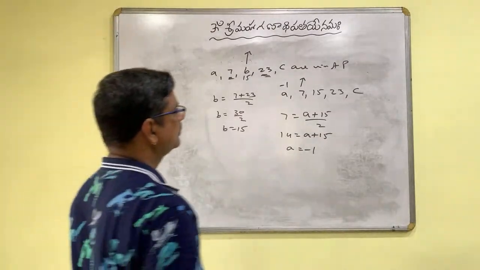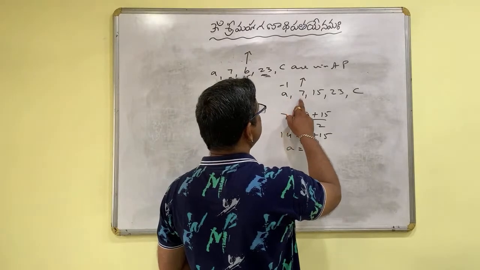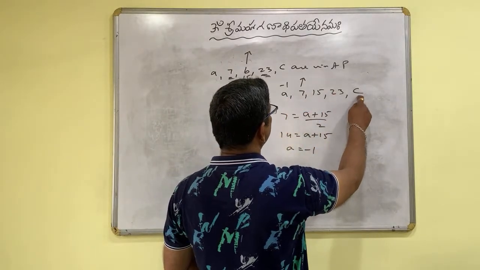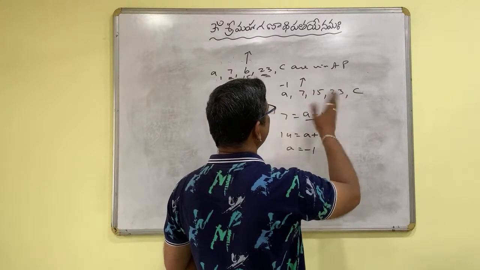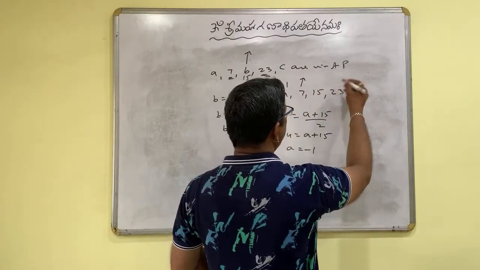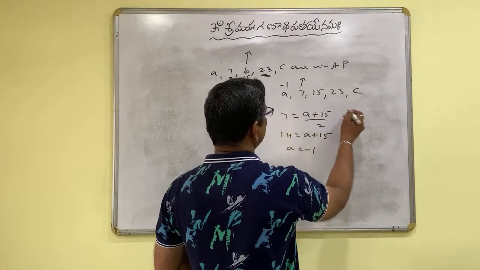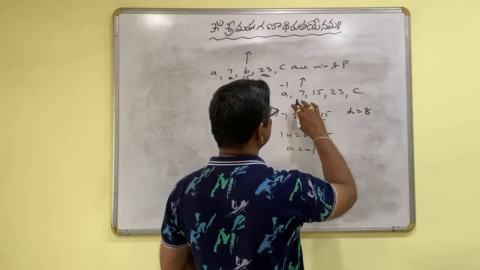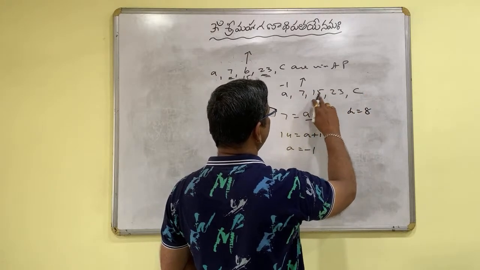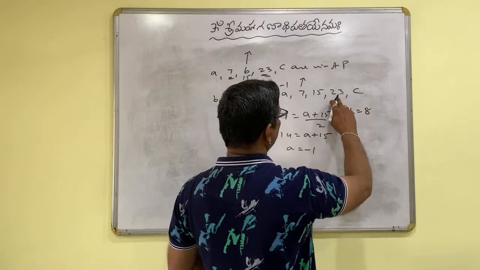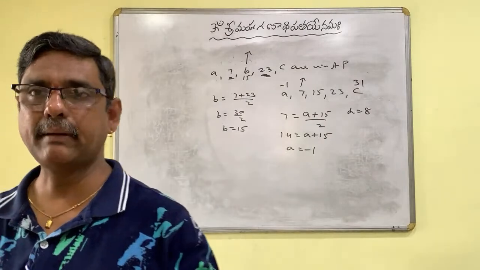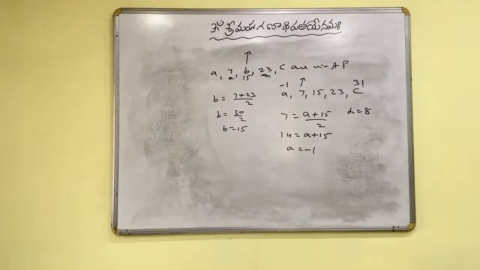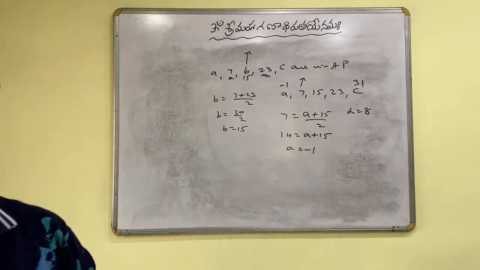Next. So −1, 7, 15, 23. What about C? Add 8 because you can observe d is 8. 7 plus 8, 15. 15 plus 8, 23. 23 plus 8, 31. Okay na?